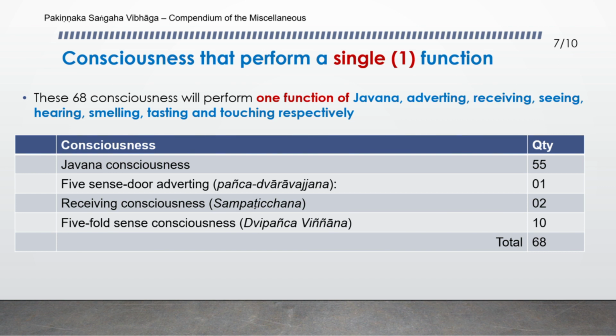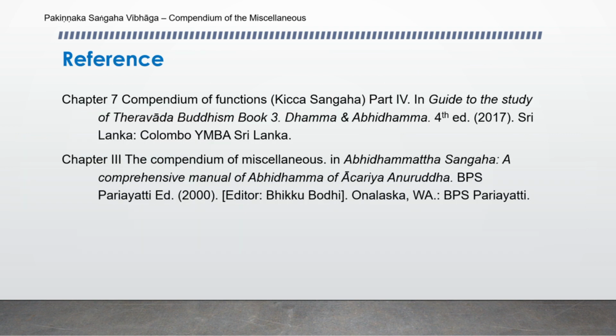So this 68 consciousness will perform only one function of javana, everything, receiving, seeing, hearing, smelling, tasting, and touching respectively. So these are those, if they ask you about single function, you need to list out all this. Okay? Total 68. Okay, so this completes lecture 6.